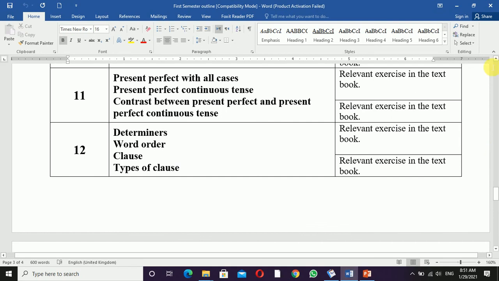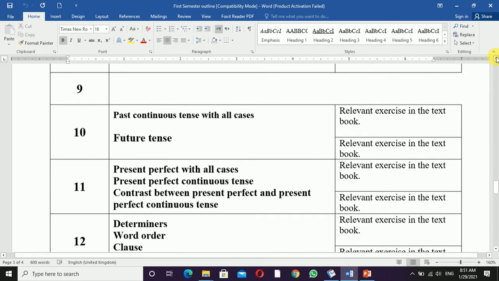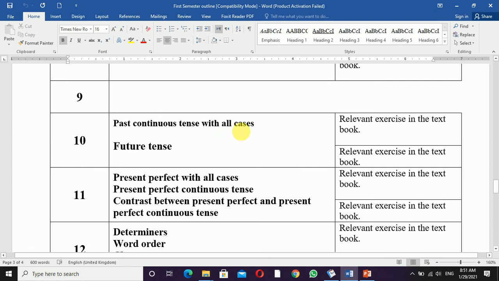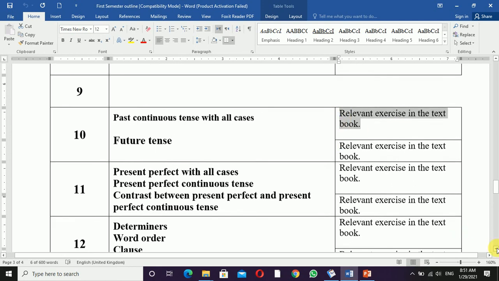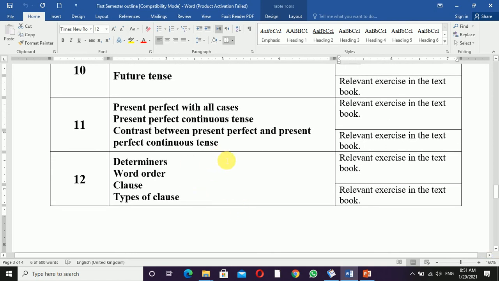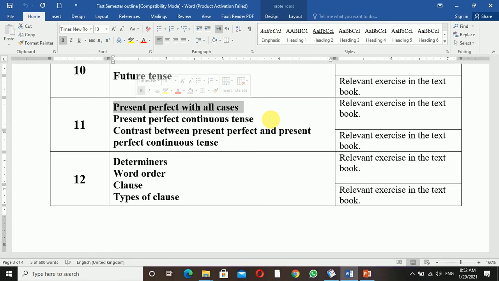In the previous lecture, we talked about past continuous tense with all cases, and we also discussed future tense. I hope you all understood and have done the relevant exercises in the book which I have recommended to you, right? So in this lecture we will be talking about present perfect with all cases, and we will also discuss present perfect continuous tense, and finally we'll talk about the contrast between present perfect and present perfect continuous tense. So let's get on with it.